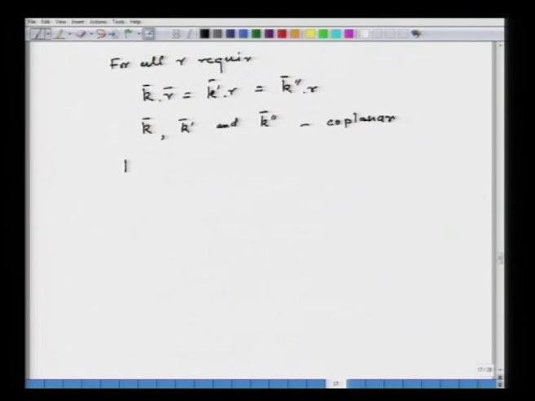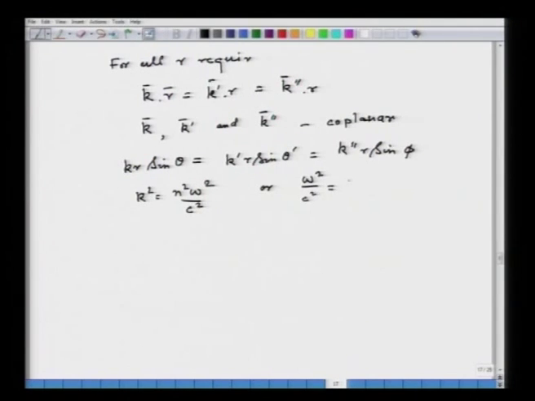Now, from here we get k r sin theta is going to be equal to k prime r sin theta 1, equal to k double prime r sin theta 2, sin phi. But by definition, we know that the k vector is given by k squared equals n squared omega squared over c squared, or we can also write that omega squared over c squared is equal to k squared over n squared. If we take that definition, we get the relationship which is going to be true across the interface.